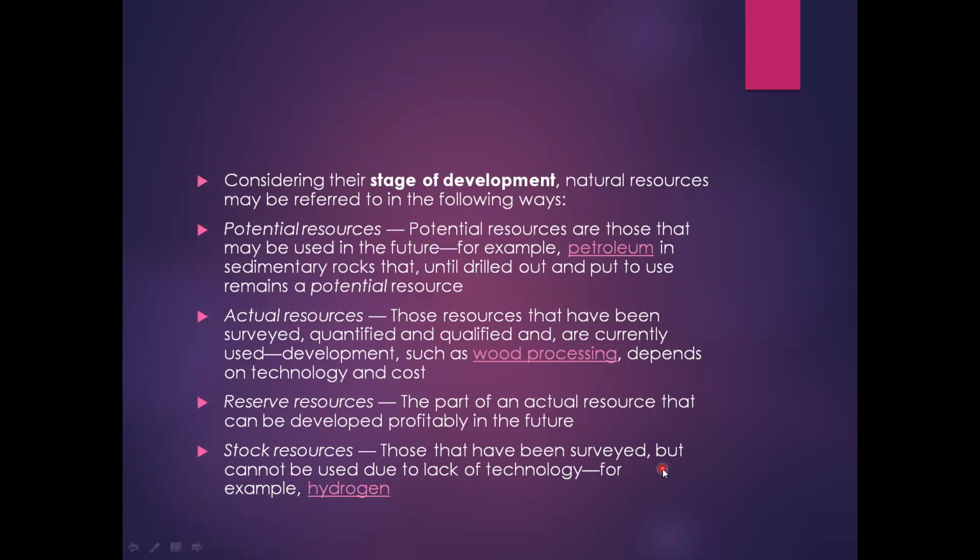On the basis of stage of development, we will consider these four categories. Natural resources are categorized on the basis of the stage of development. These are called potential resource, actual resource, reserve resource, and stock resources, which we are going to discuss in our next class.